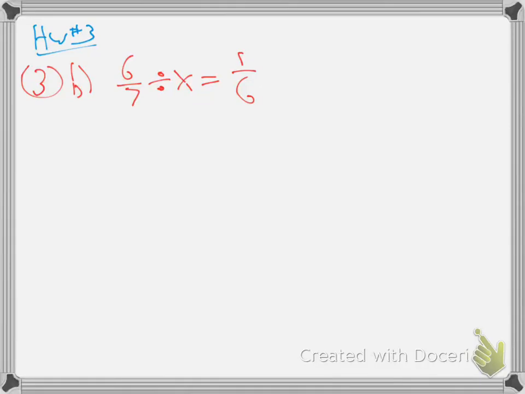Yeah, I remember this. I remember making a suggestion. Dividing is upside down multiplying, right? Dividing is upside down multiplying. So this is 6/7 times 1 over x, like that. Remember that step? Is that okay?